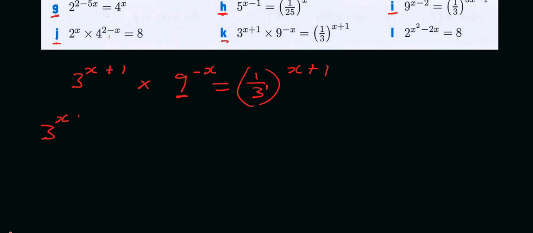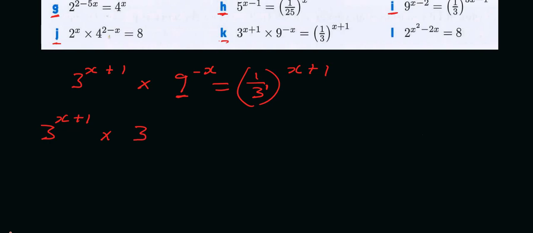All right, question K. So we have 3 exponent x plus 1 times 9 exponent negative x is equal to 1/3 exponent x plus 1. So what we are going to do is change this fraction to a whole number by having a negative exponent, and then change our 9 to a base of 3 exponent of 2. So this will become 3 exponent x plus 1.